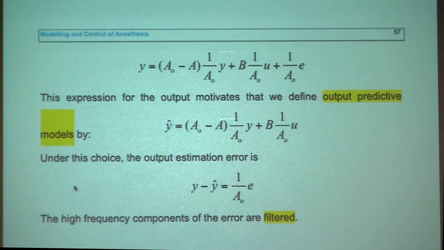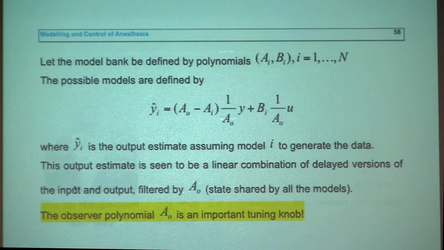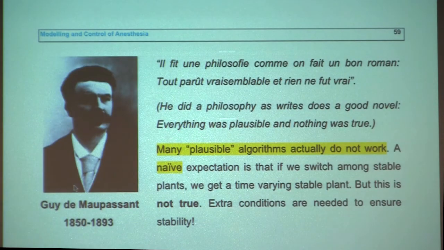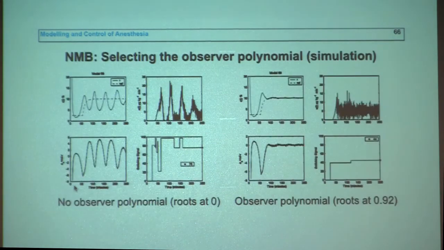Usually AO is something that gives you 1 over AO as a low-pass filter. Okay? If you reduce the band, you are just comparing the models in the low frequency, where the model is acceptable. Actually, the selection of AO is the difference between the models working or not working. Okay, I will skip this.